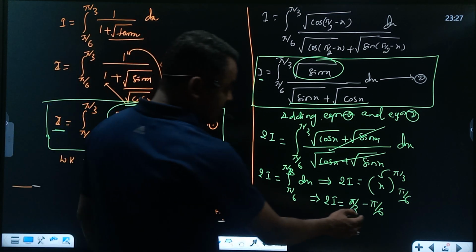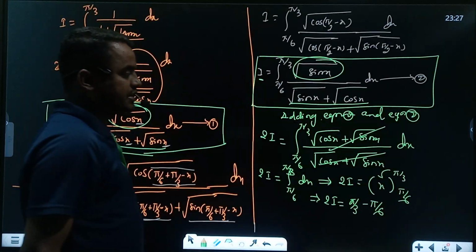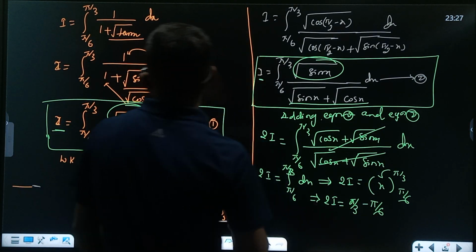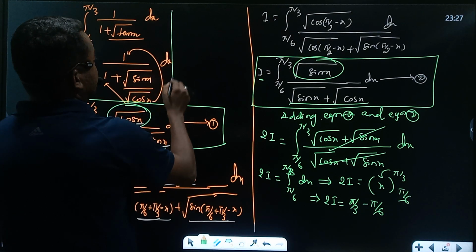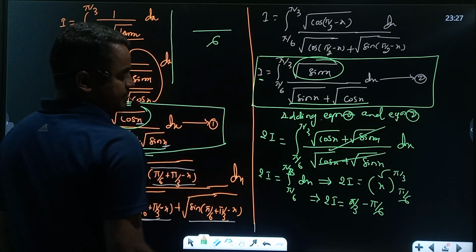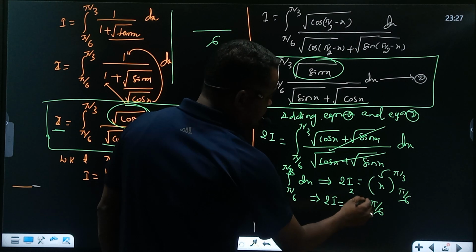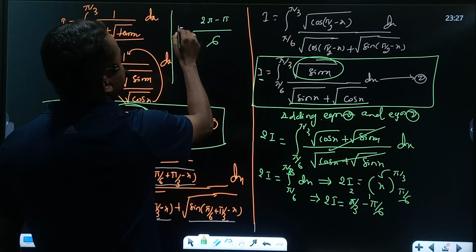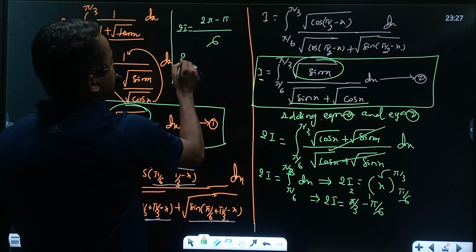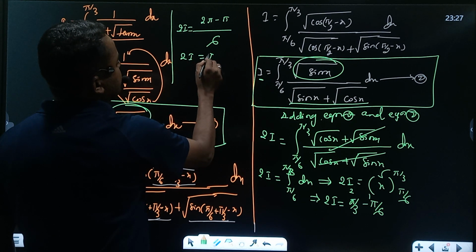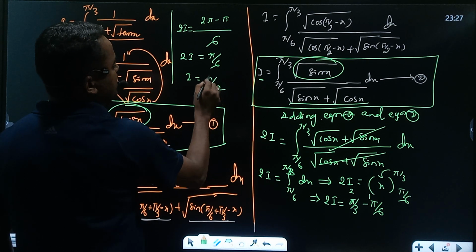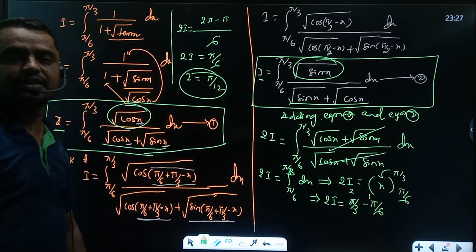Here, what is the LCM of 3 and 6? The LCM of 3 and 6 is 6. 3 twos are 6, 6 ones are 6. So 2I is equal to (10 pi minus 5 pi) by 6, that is 5 by 6 pi. Then I is equal to 5 by 12 pi. So this is the final answer.